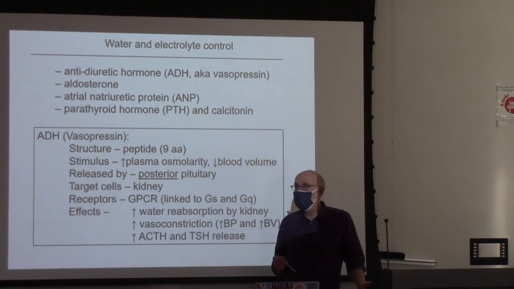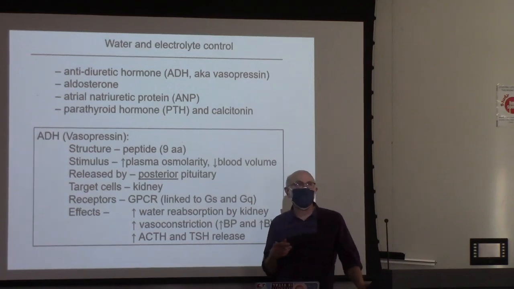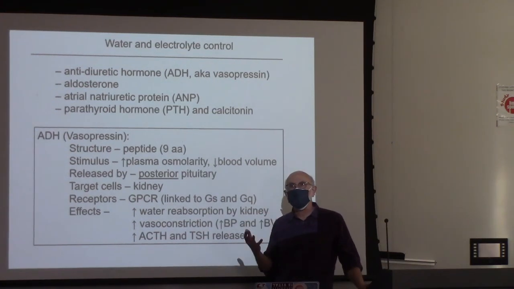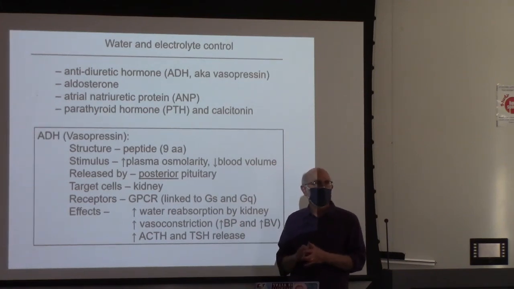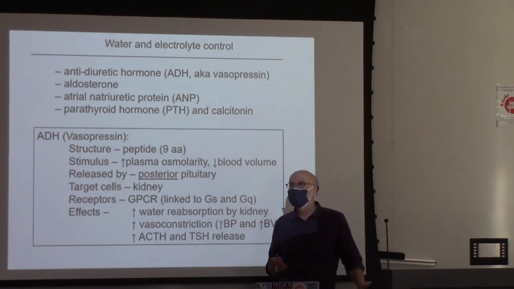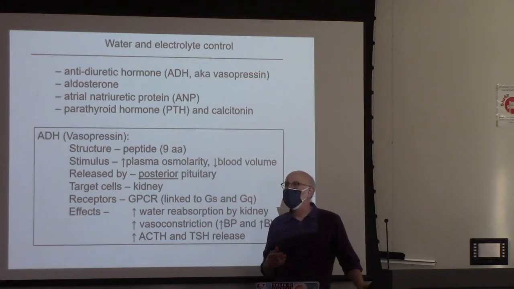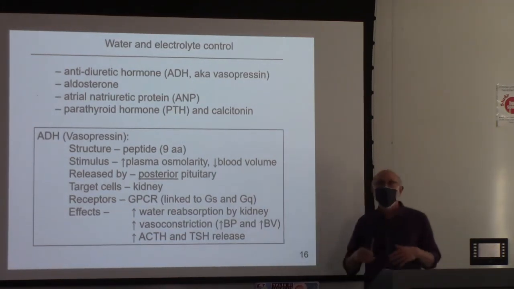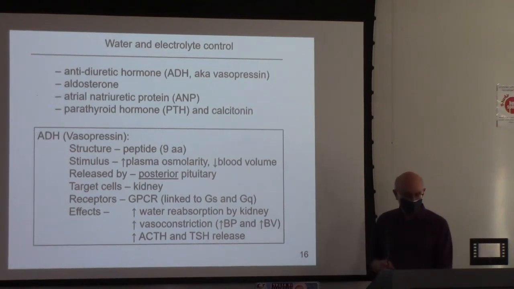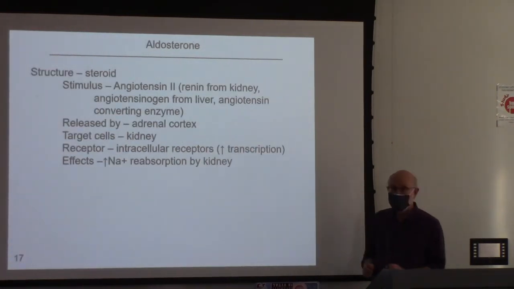Thirst, drinking water, is a complicated thing that is also maintained by the hypothalamus. The hypothalamus has centers that trigger water seeking and water drinking in animals as well as humans. Vasopressin, water homeostasis.